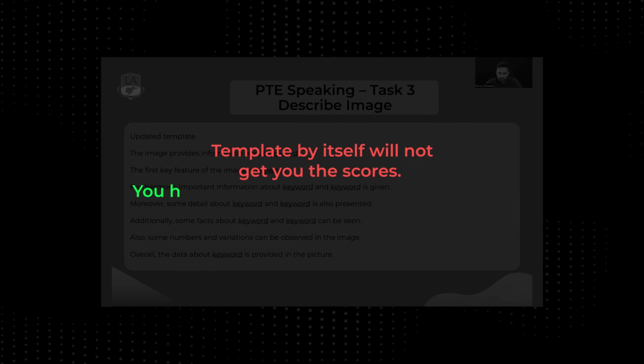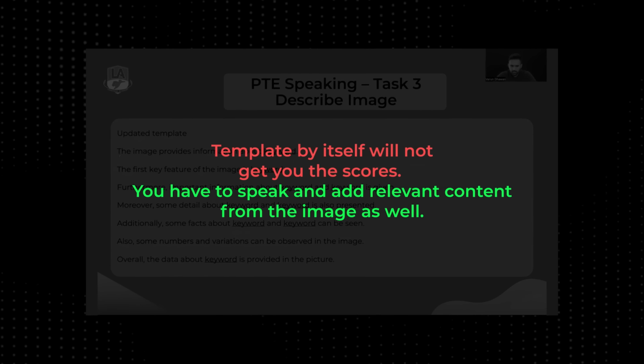Now, the template I'm giving you, it's not that you just speak the template and you do not speak anything from the image, you'll get the scores. Template by itself will not get you the scores. You have to speak and add relevant content from the image as well. Now, let's have a look at the template and then I'll explain you further.